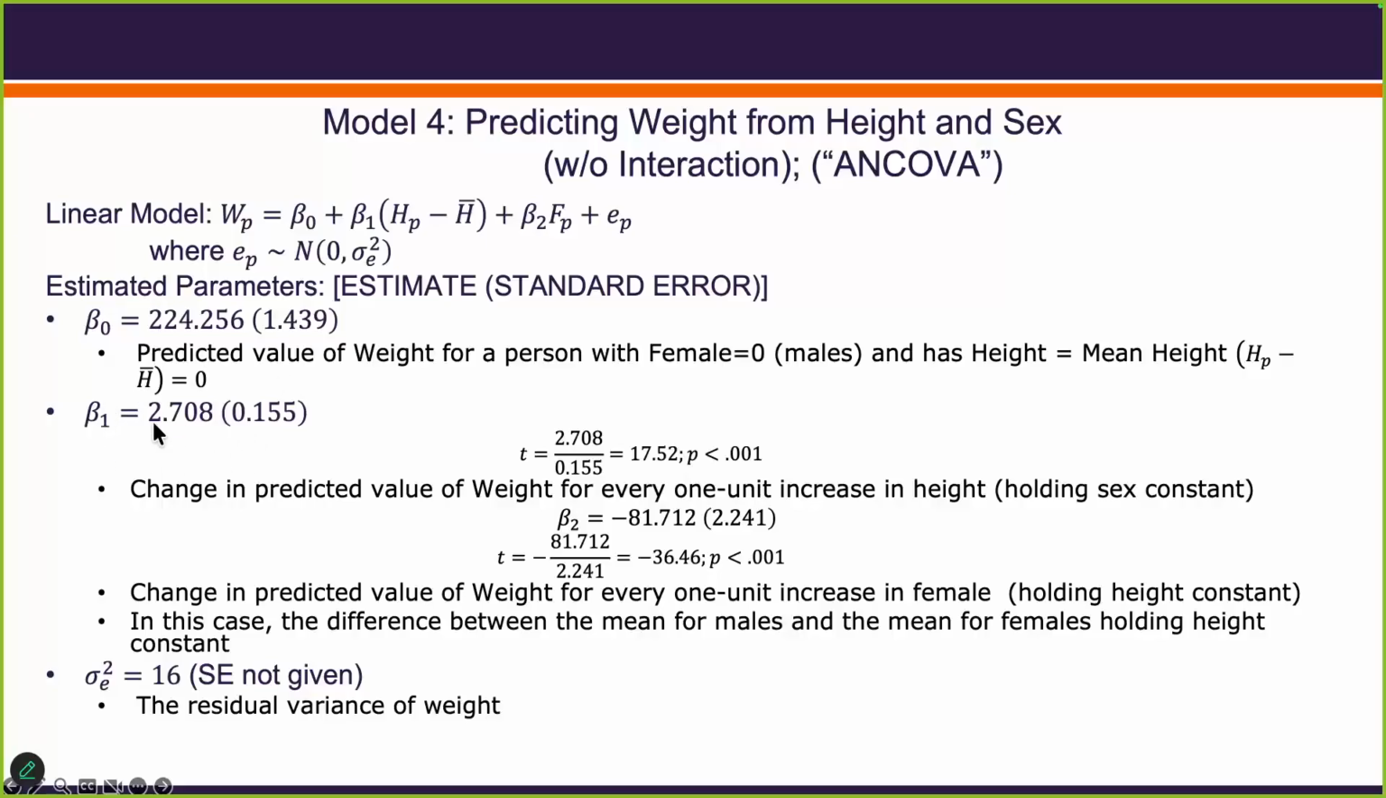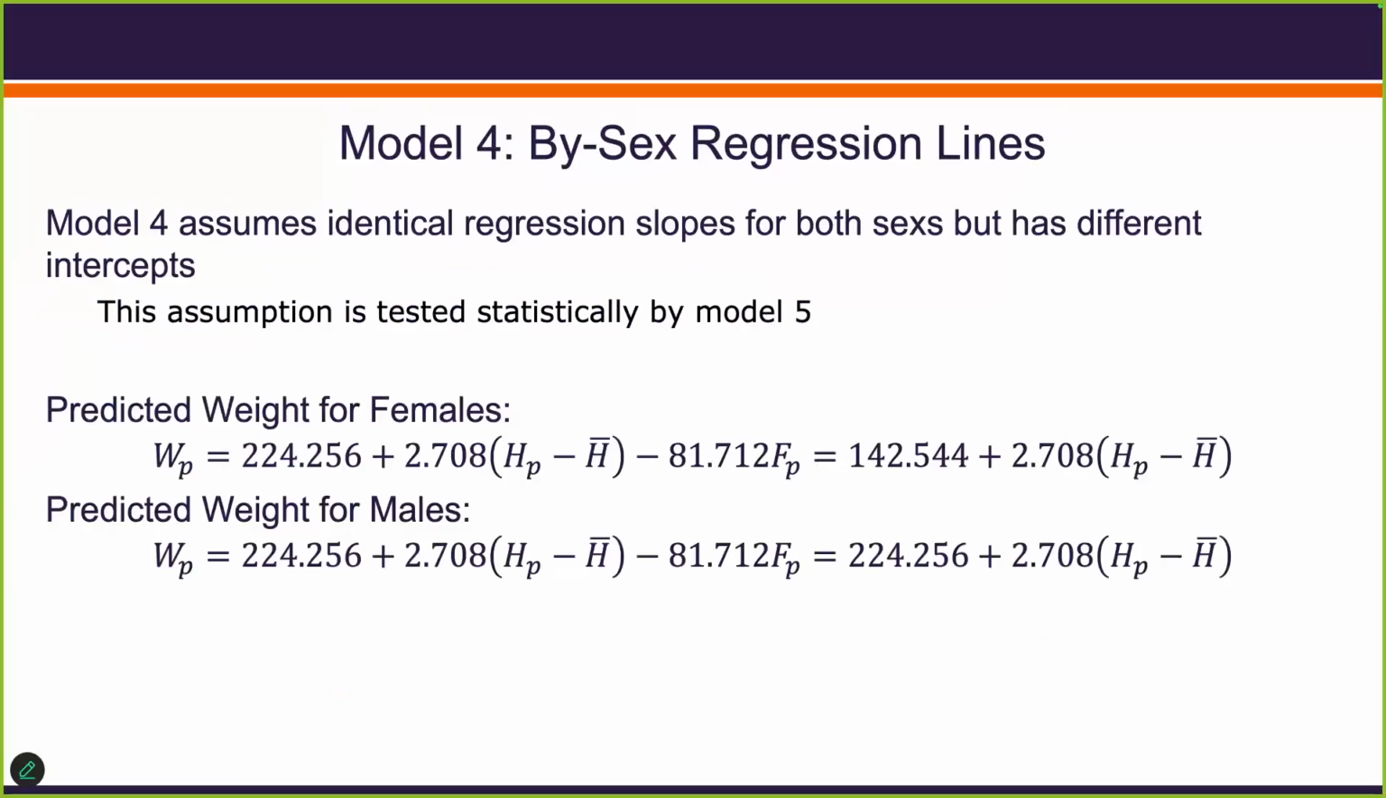Beta 1 still represents the change for every 1 unit change in height. So every 1 unit increase in height brings about a 2.7 pound increase in weight. And you can see our T statistic here, again the ratio 2.7 divided by 0.15. That's going to be very large, so we know that's significant. And now the residual variance is 16. I didn't calculate the R squared, but you can see we're getting close to 0 here. A 0 residual variance means an R squared of 1. It's also hard to do unless you simulate data.